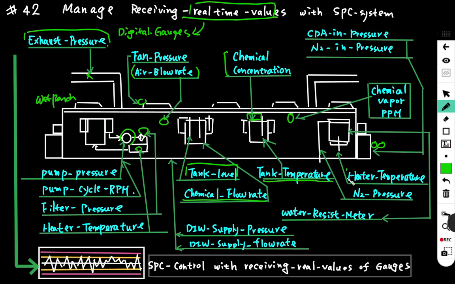and the heater temperature gauge, thermocouple and nitrogen pressure gauge inside the vapor dry tank and the water resist meter gauge and the DR water supply pressure and DR water supply flow rate gauge. All these gauges are digital type, sending the real-time values and we receive them to our SPC system.